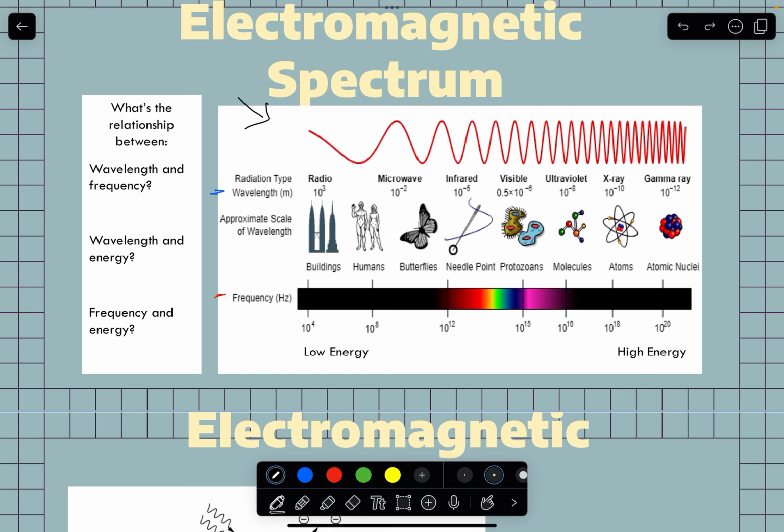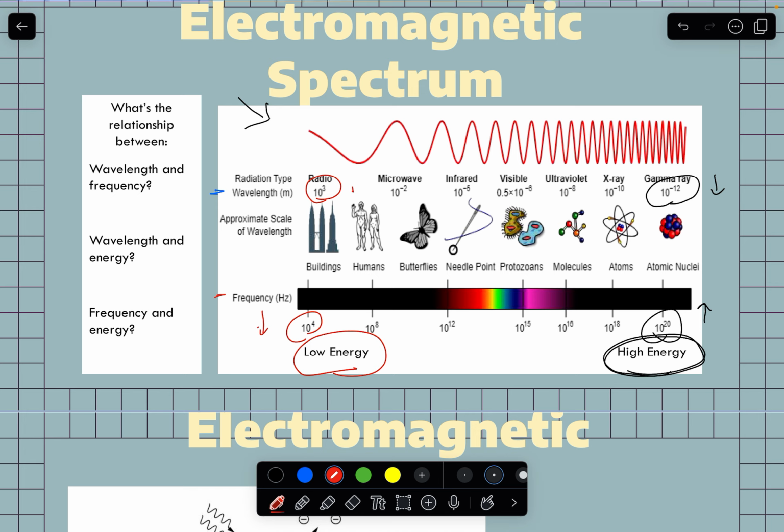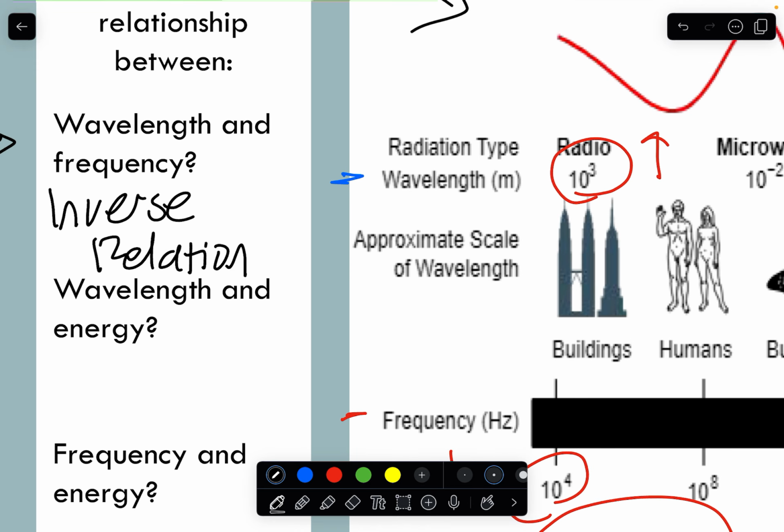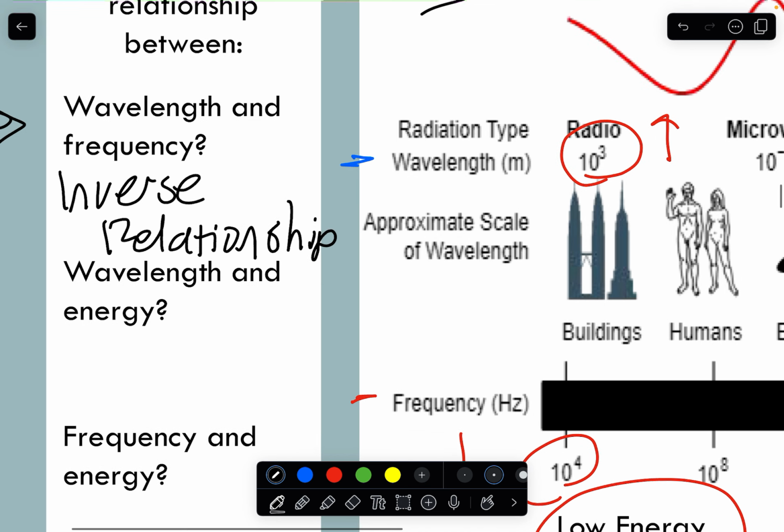So with the electromagnetic spectrum, the energy of the wave is higher with a higher frequency and a lower wavelength. For lower energy, you want a lower frequency and a higher wavelength, okay? So the relationship between wavelength and frequency, if they are opposite, the word for that is an inverse relationship, right? If it's inverse, one is increasing while the other is decreasing.